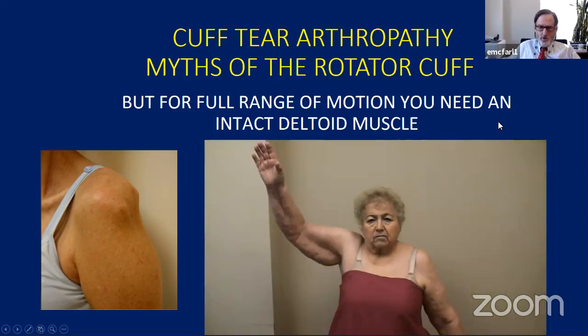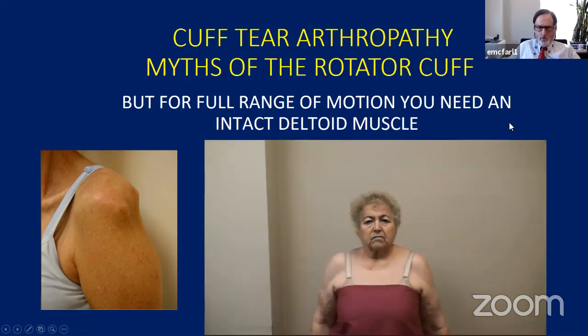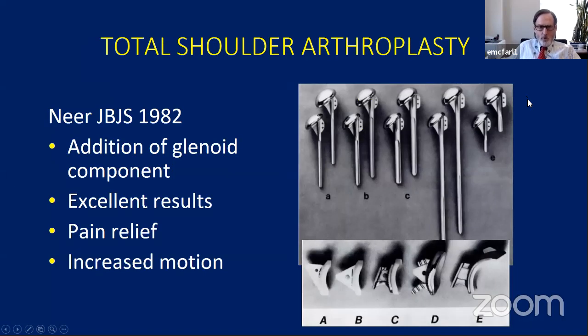But if you lose your deltoid and you have no cuff, then you're essentially doomed to not have good range of motion. So the next thing, of course, was the total shoulder arthroplasty, and Neer came up with adding the glenoid component. And most people got excellent results in pain relief, and they could increase their motion, as we all know. So there is still a place for total shoulder arthroplasty.